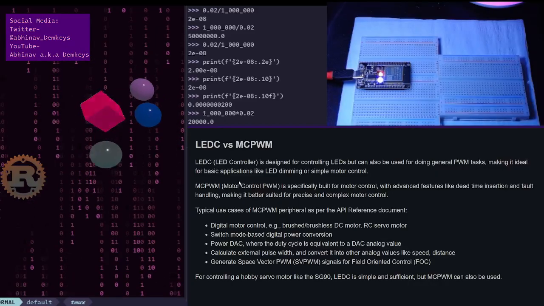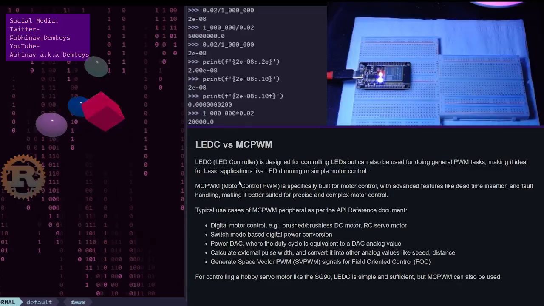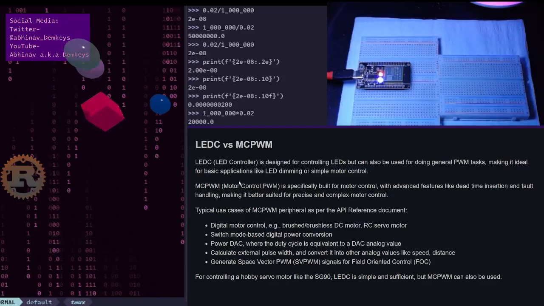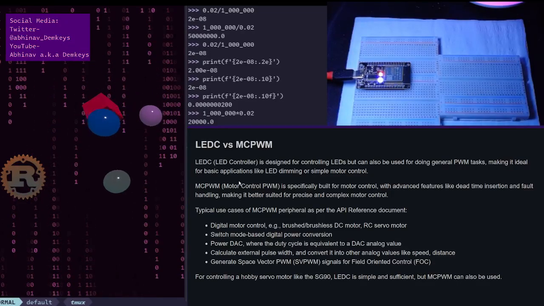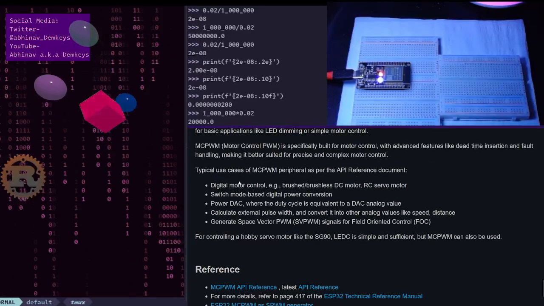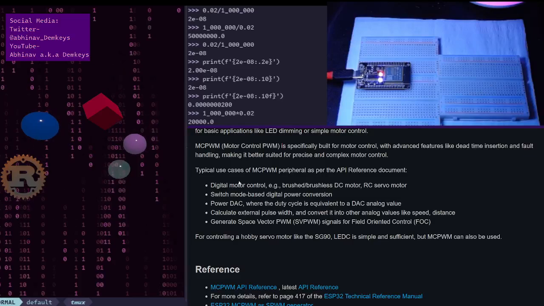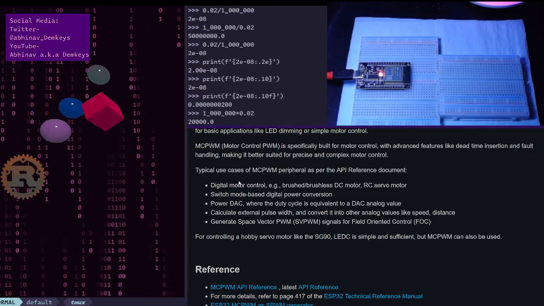For controlling a hobby servo motor like the SG90, LEDC is simple and sufficient, but MCPWM can also be used. We're going to use both because I'm planning on getting into robotics, so I'm going to be using MCPWM a lot. So we're definitely going to be exploring both.